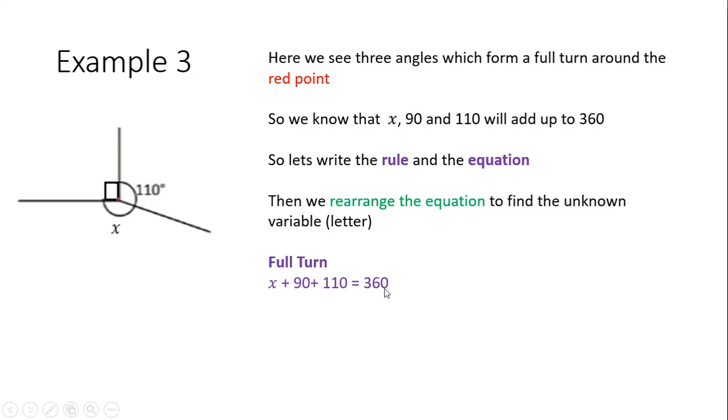Now I'm going to rearrange this equation to find the unknown variable. I'm going to figure out what x is by getting it on its own. First, I'll simplify this. 90 and 110, that makes 200. So x plus 200 is 360. And now getting x on its own, I'll send the 200 to the other side. x equals 360 minus 200, which leaves me with x equals 160.